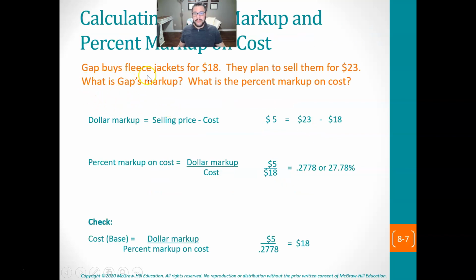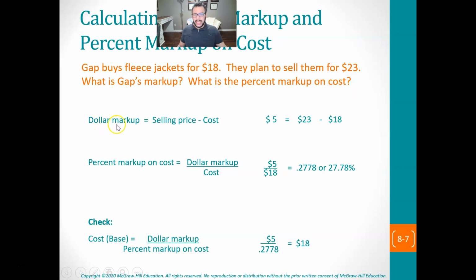So let's look at this. Gap buys a fleece jacket for $18. They plan to sell them for $23. What's their markup? What's the percent markup on cost? In order to understand what we're going through when we're doing all of these problems, we have to figure out, is the markup on cost or is it on selling price? It's going to be one of the two. They will tell us, but that's the thing that we're actually going to apply our percentage to, right?